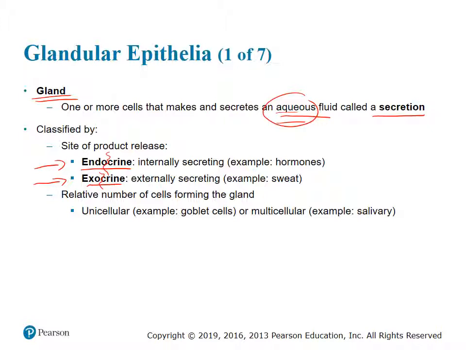If you're an endocrine gland, the cells that line an endocrine gland are secreting inside. Here's a great example of that: hormones, for example, secrete inside, and exocrine glands secrete outside, and sweat is a great example of that.